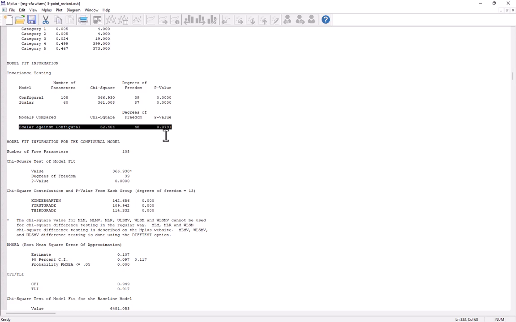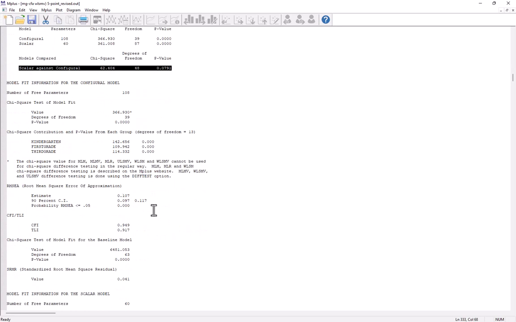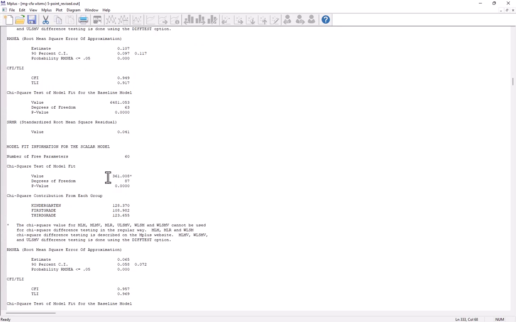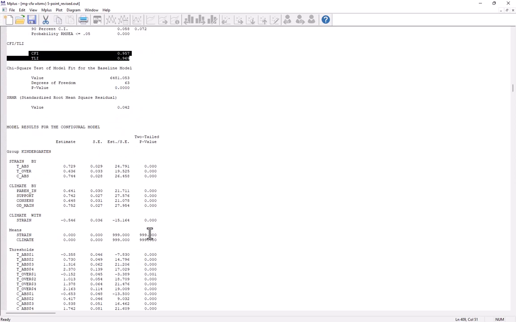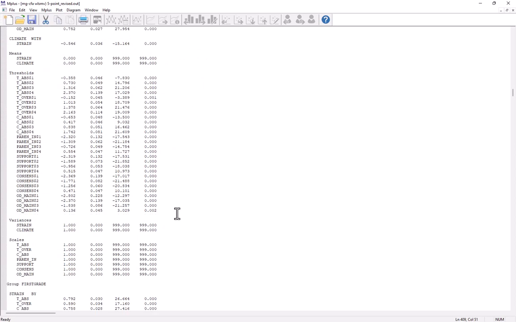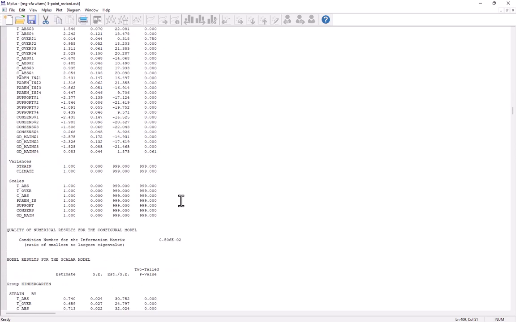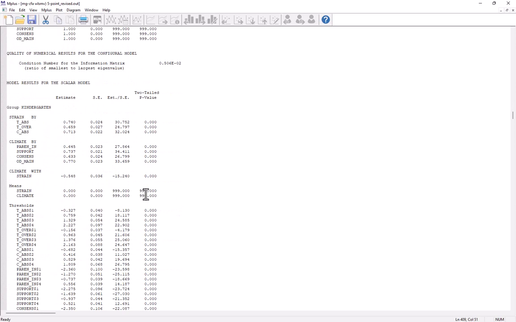Okay, and in this case, we have here model fit for the configural model, model fit for the scalar model. You can see that there is close fit. The root mean squared error is 0.065. CFI and TLI are 0.95 and 0.96. And then we have the results for the configural model and the parameter estimates for the scalar model, which constrain the factor loadings to be the same.